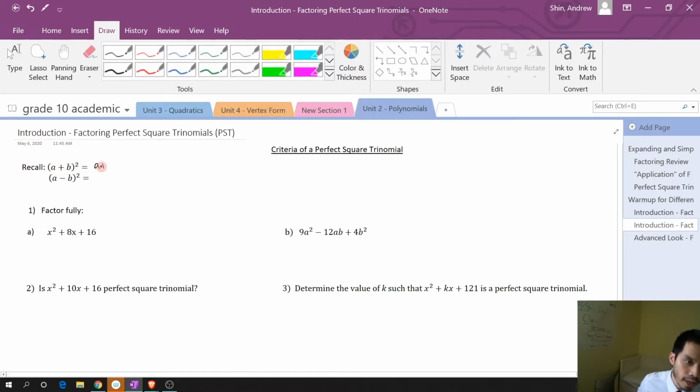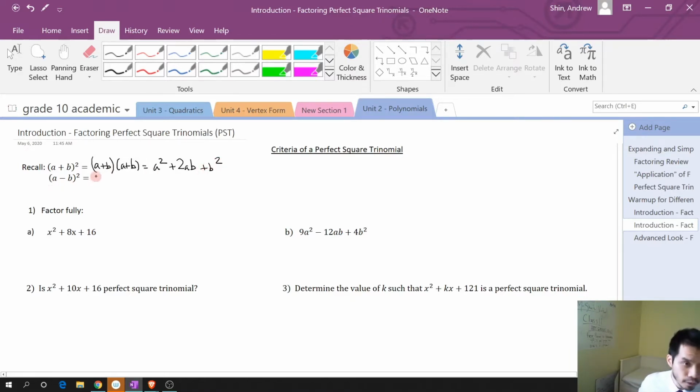Now, this is going to be a plus b. If you're squaring something, that means you're multiplying by itself twice. And if I were to multiply that out, a times a would be a squared. A times b and another a times b will give us 2ab. It gets doubled, that middle term. And then b times b will be b squared.